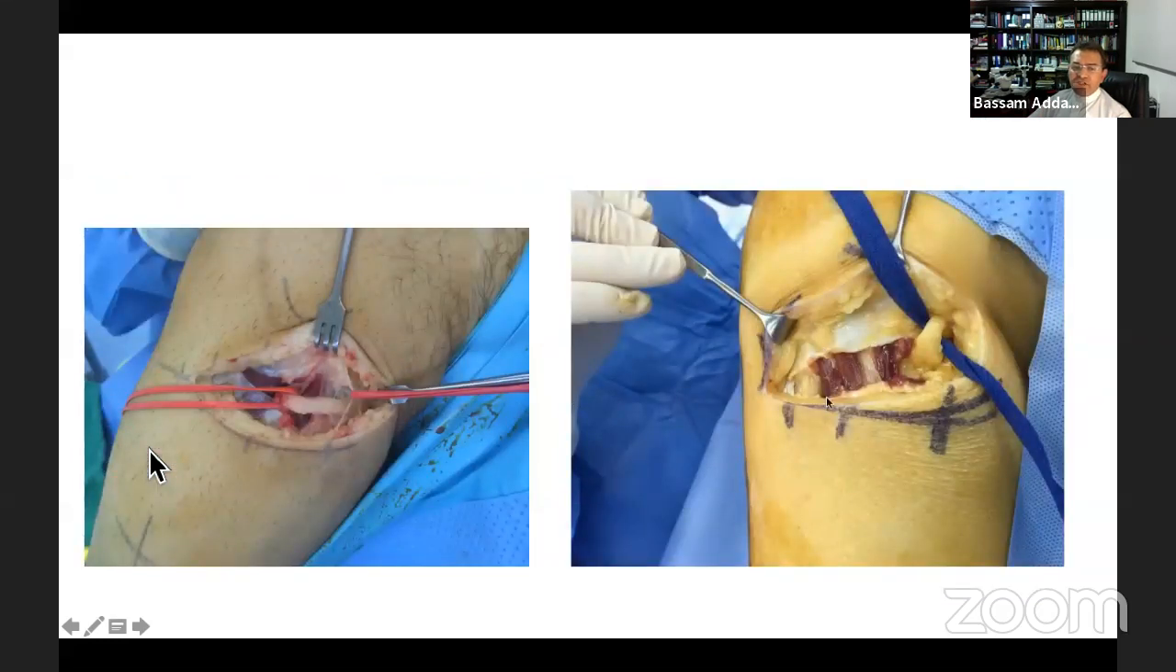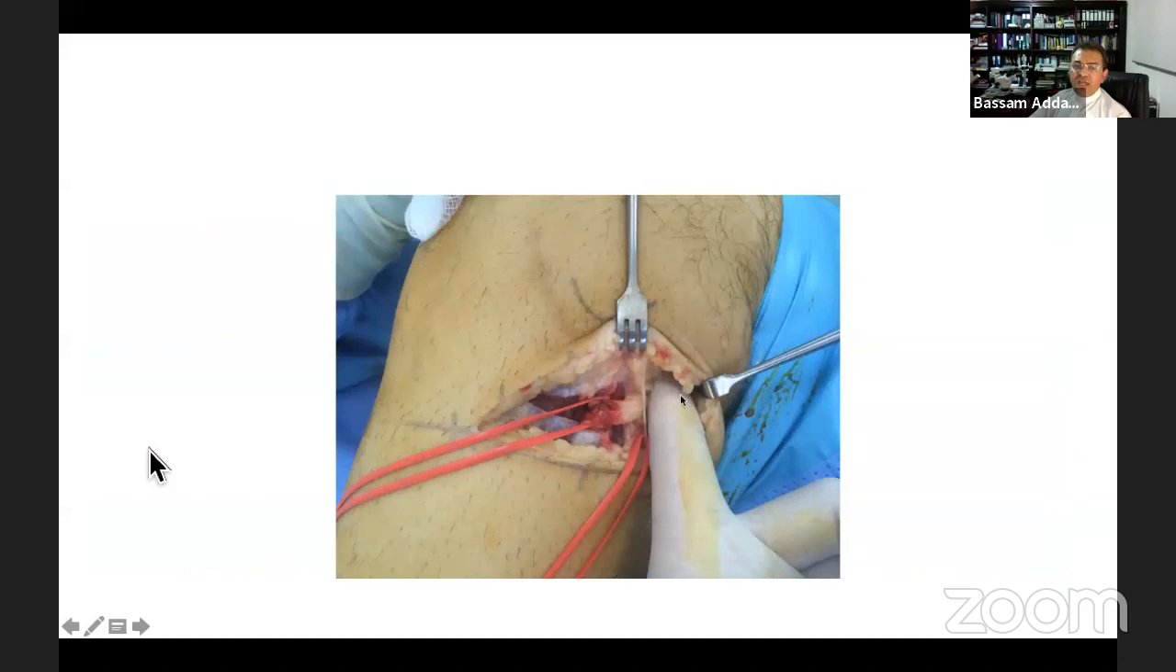These are the fascial compartments that we talk about, and this is the common peroneal nerve. We can also check if there is any proximal entrapment using our fingers, or we can lift the wound further. But usually the entrapment is not here; it's usually here.